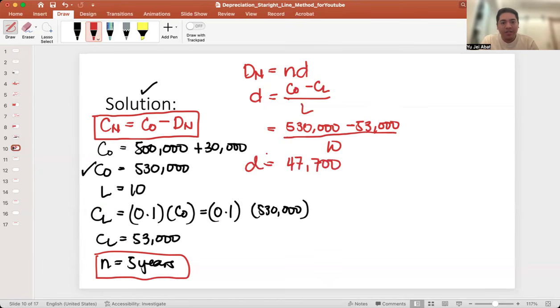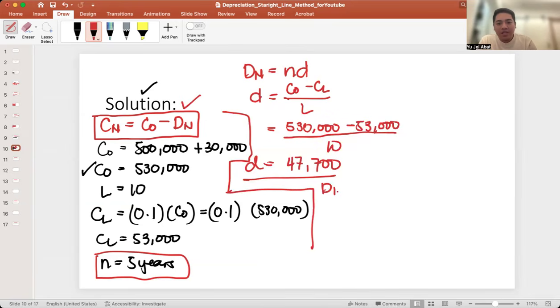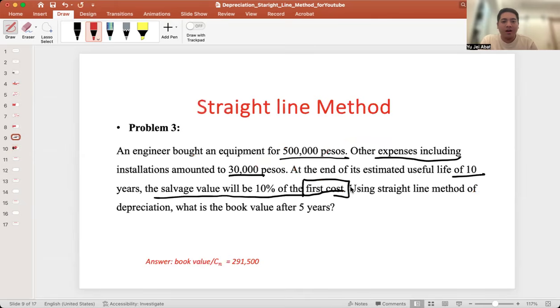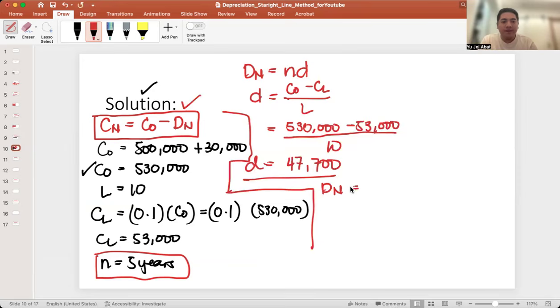Okay? That's the depreciation every year. So we get already the D. Now, we know we have to get the D sub N. Okay? So the total depreciation in just 5 years will be N times D. So we need to get the D sub N.